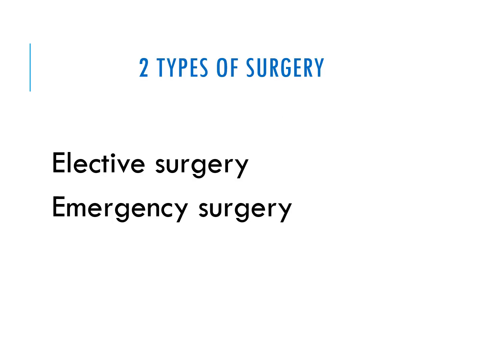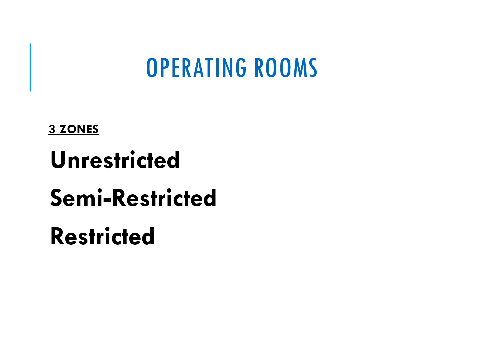Two types of surgeries include elective surgery and emergency surgery. Elective surgery is typically scheduled and has a set date. Emergency surgery is something that is unexpected. There are three zones in the operating room. You have the unrestricted, the semi-restricted, and the restricted.